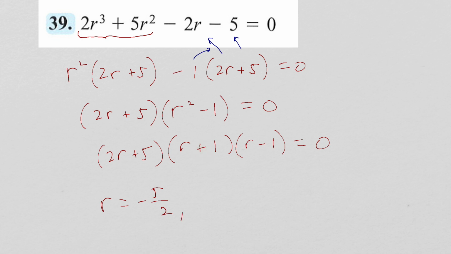This here will give us a negative 1. This here will give us a positive 1. So we can write it like this. Plus or minus, or you could just list out all three, which is fine. And that's it.